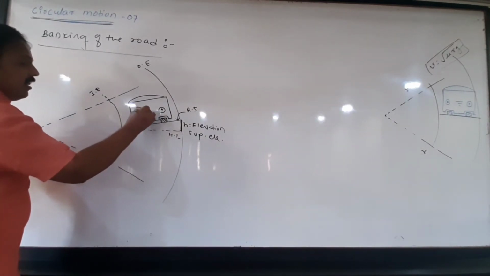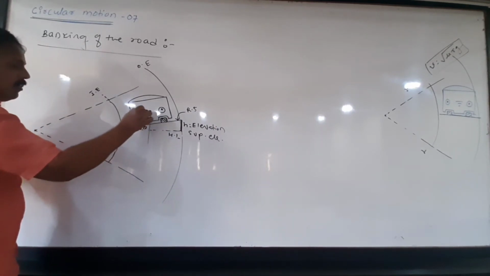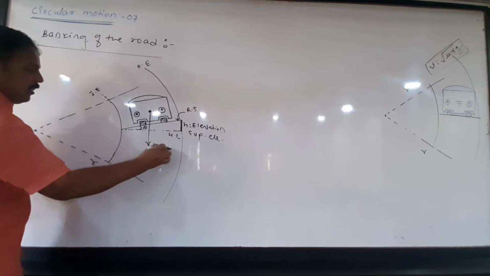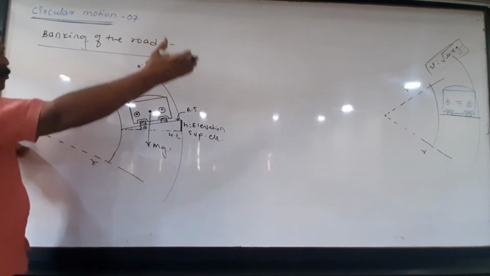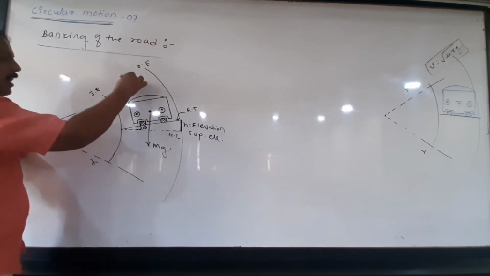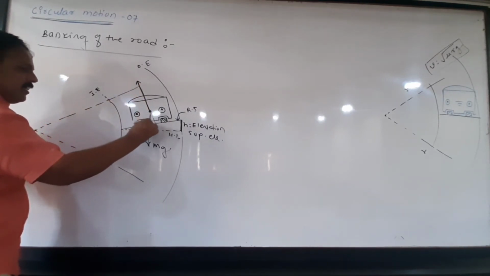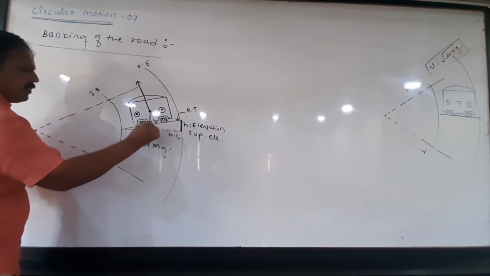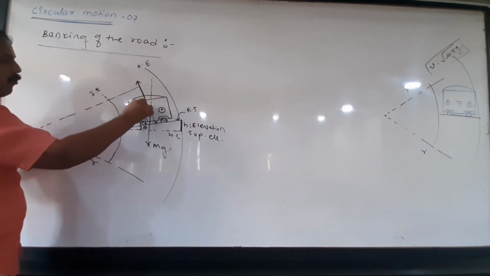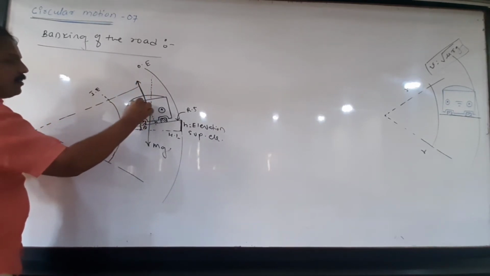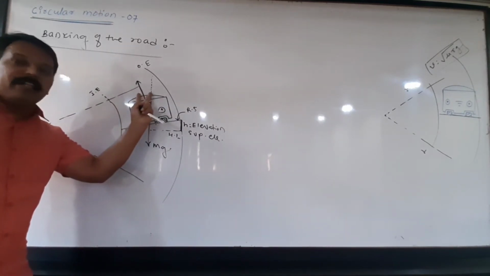See here, this is the center of gravity of the vehicle. So how many forces are acting on this? First is the weight of the vehicle, that is mg. And another is the normal reaction. But the normal reaction is not upward in this case. The normal reaction is always perpendicular to the road surface. If we extend this line, this angle is theta, and this angle is also theta. Why? The angle made by two lines is equal to the angle made by their normals.